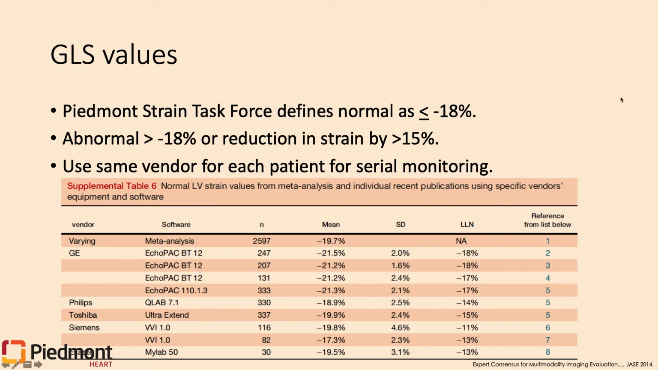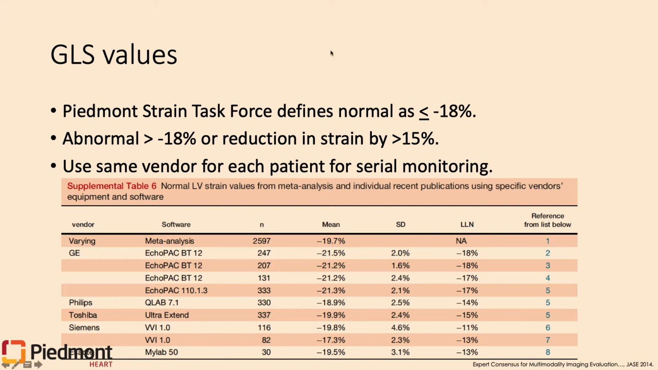You can see on the table here that between the different vendors, there is a variation in what is considered normal strain. Generally speaking, the American Society of Echocardiography says somewhere within the range of negative 20 is considered normal. And to be a little bit more of a sensitive marker, we decided that we would call negative 18 or more negative than that as normal.